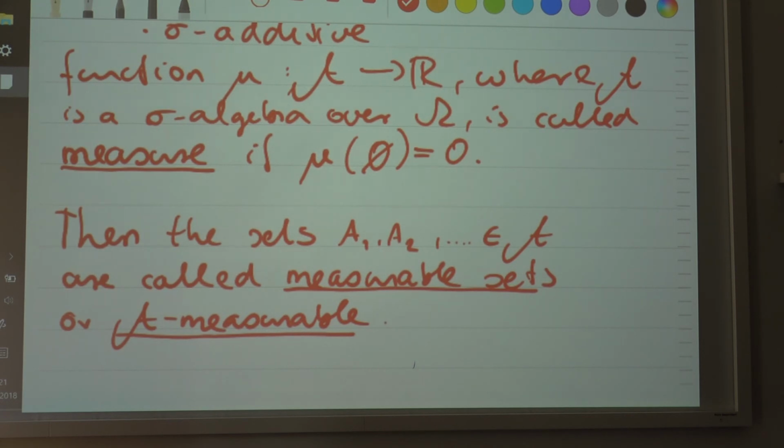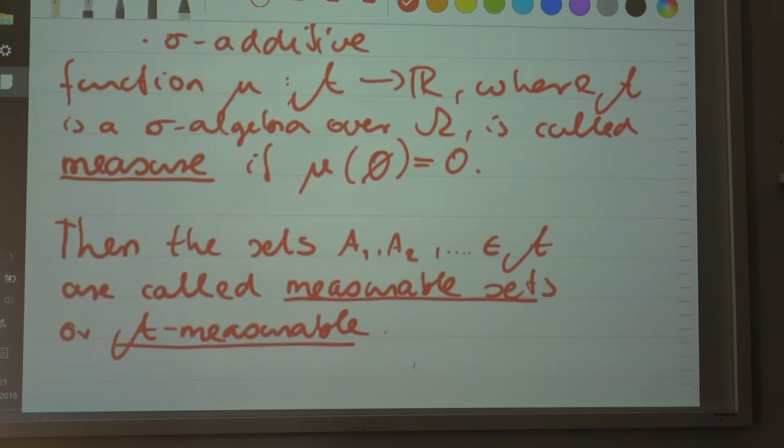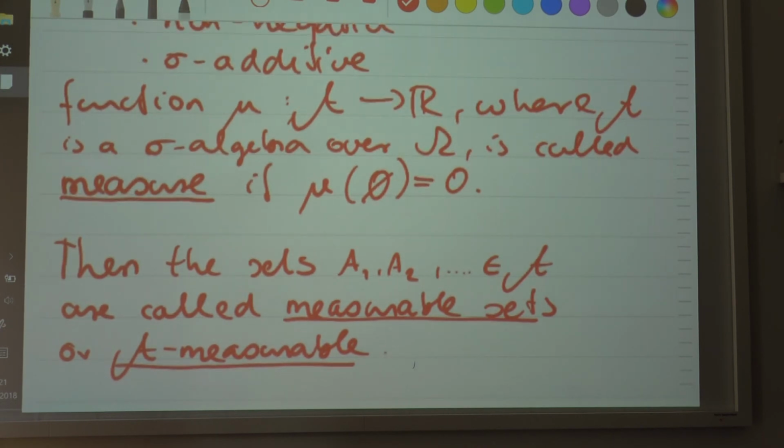Then, if you continue, you can assign measures to these sets because the function is sigma-additive and the image of the empty set is 0. So the sets in the sigma algebra always have an image, and we call these images measures themselves. Then we call these sets measurable sets.